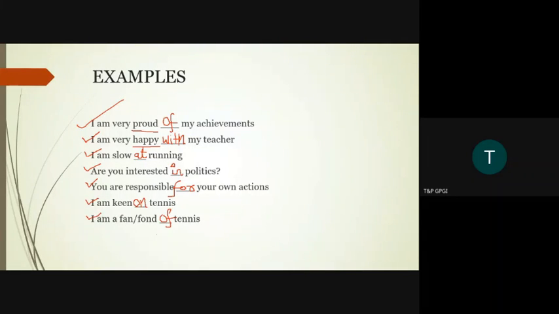So these were a few examples of how to identify and use prepositions along with adjectives in a sentence. So we have of, with, at, in, for, on over here, with adjectives such as proud, happy, slow, interested, responsible, keen, fond, fan, etc. There are many more. Okay, so these were a few examples of prepositions.